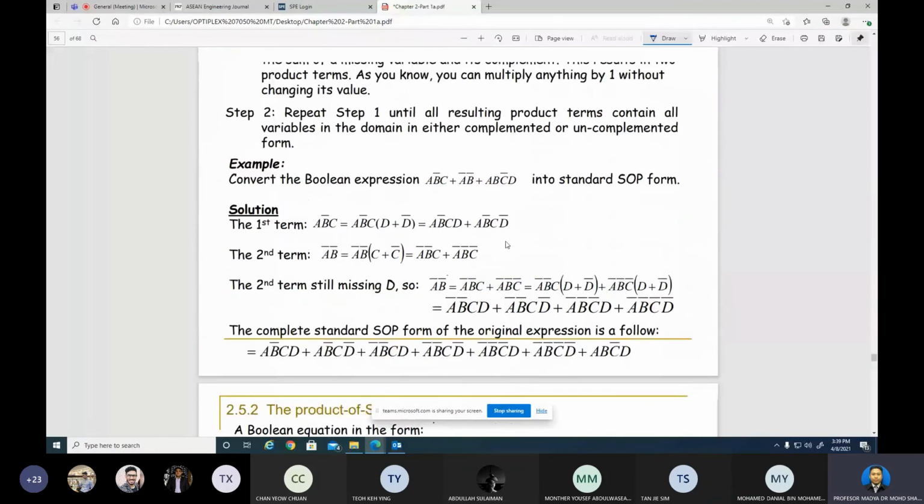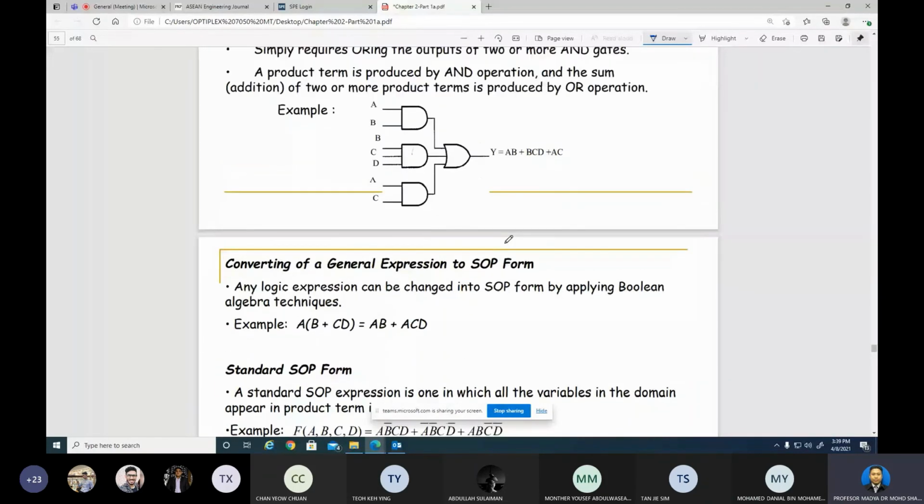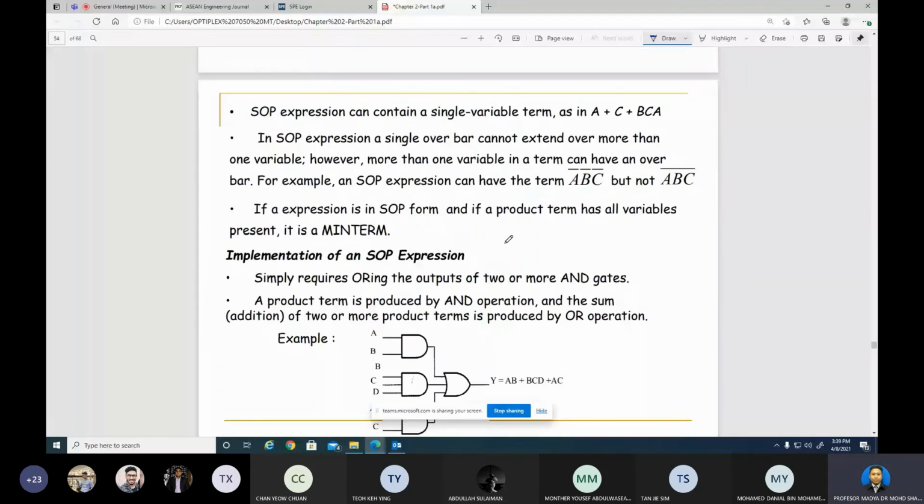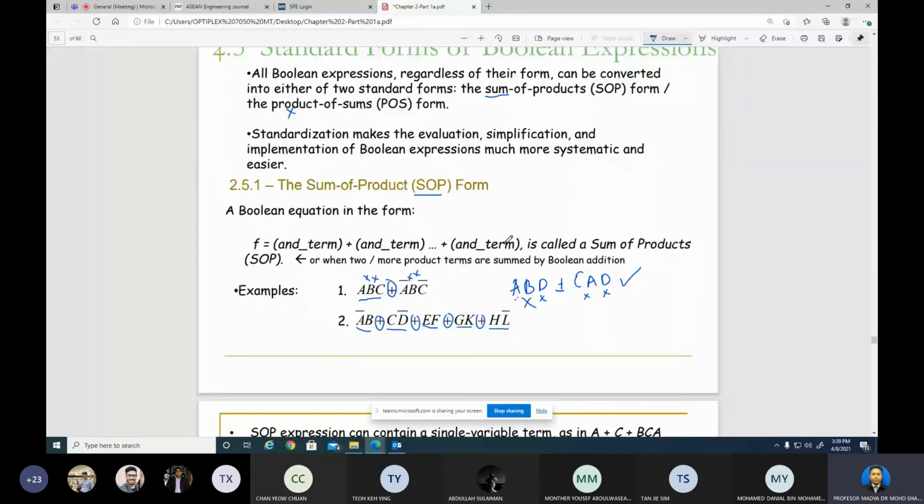So in the standard form, we have two techniques. First, we call the sum of products. Second, we call the product of sum. If it is sum of product, this is some example. This means we sum based on the multiplication; the product is the multiplication. For example, we have x, y, z plus a, b, c plus d, e, f, g, for example.